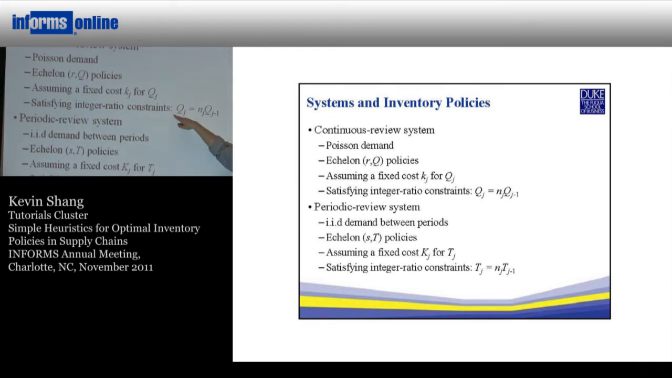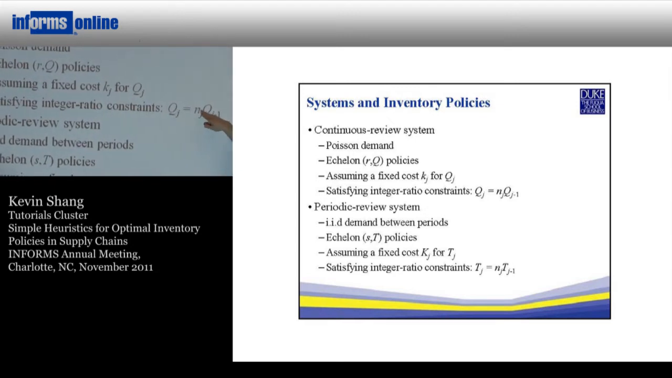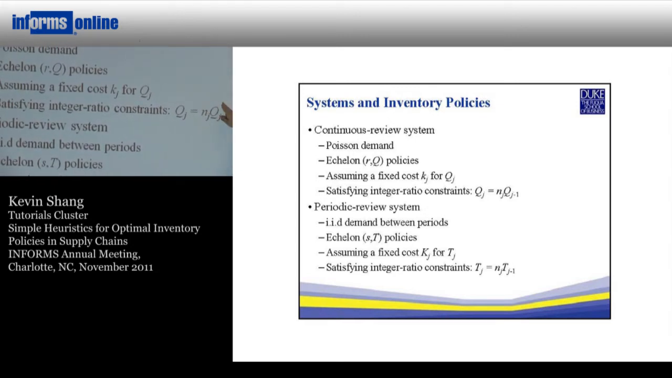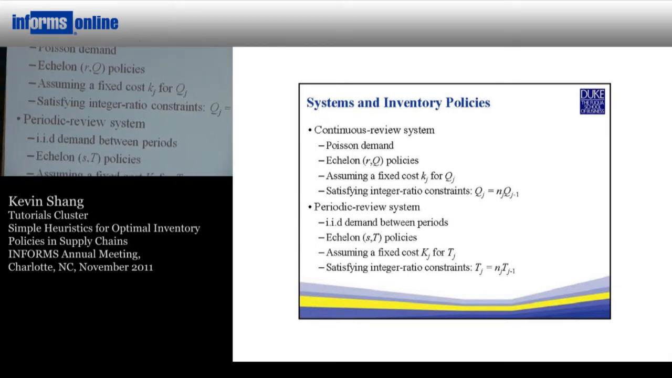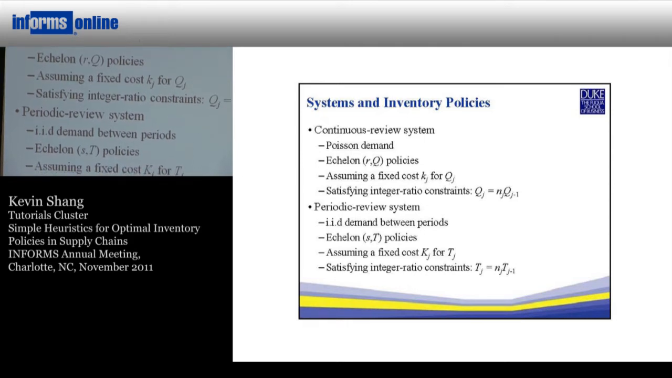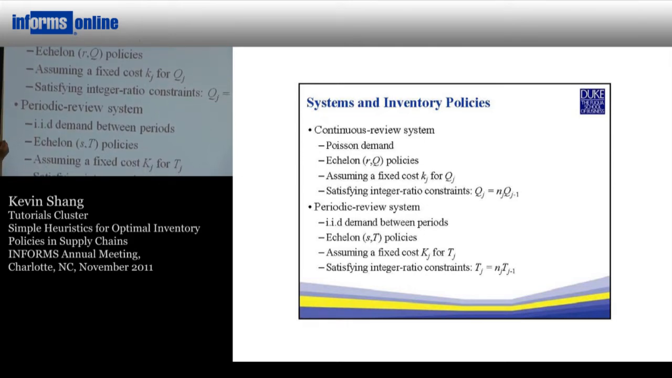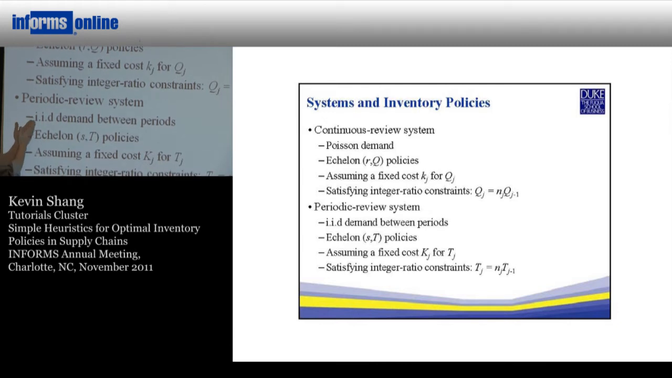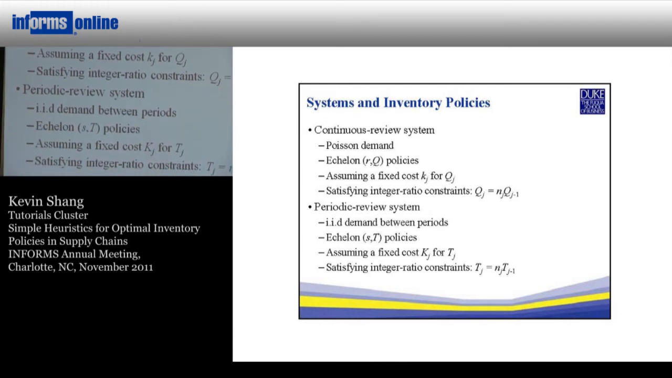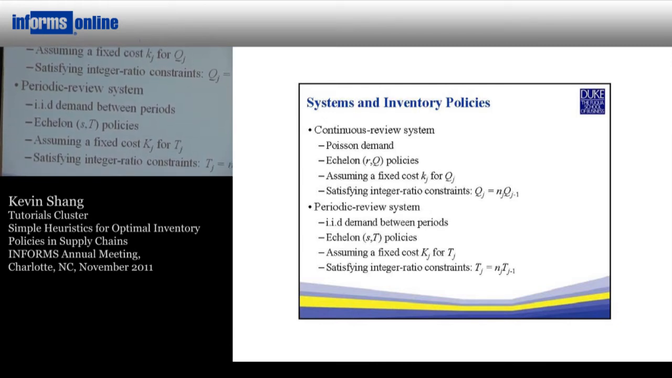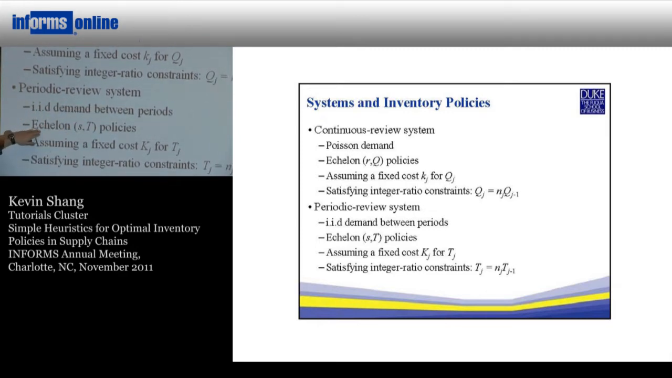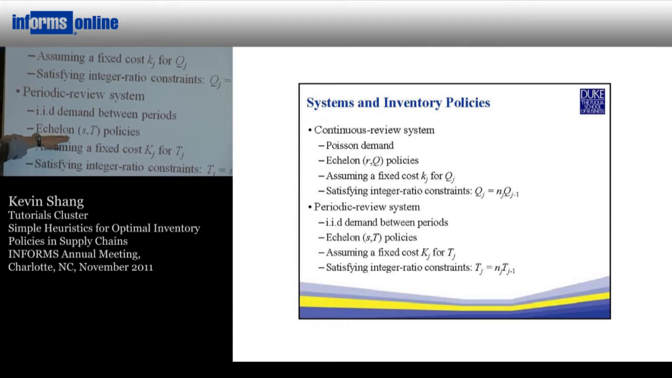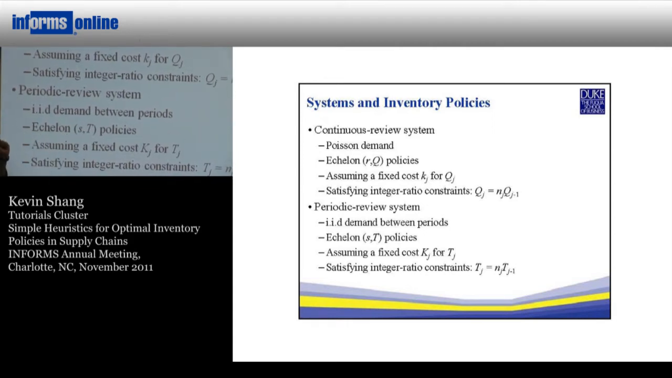So we assume the upstream batch size has to be an integer multiple of the downstream's. Okay? And the other system that I'm considering in this talk is called the periodic review system. As I mentioned earlier, we assume that there is IID demand between periods, and every location implements something called ST policies.